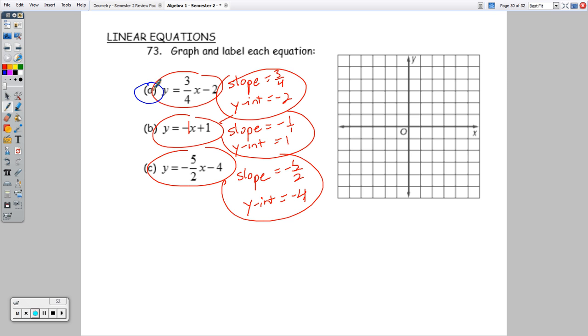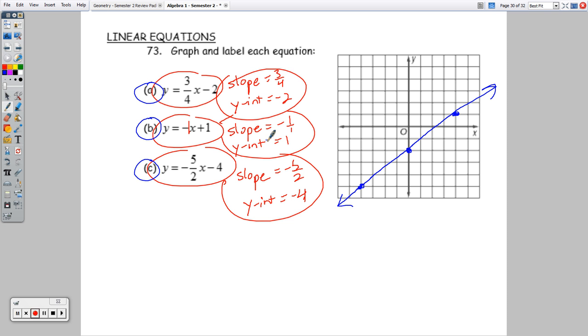So we'll go A, B, and C when we label them. Start with the y-intercept. Always start there, and then graph another point with the slope in mind. So up 3, right 4. If I went down 3, I'd be going left 4. These are all equal to, so they're going to be solid lines through those points.